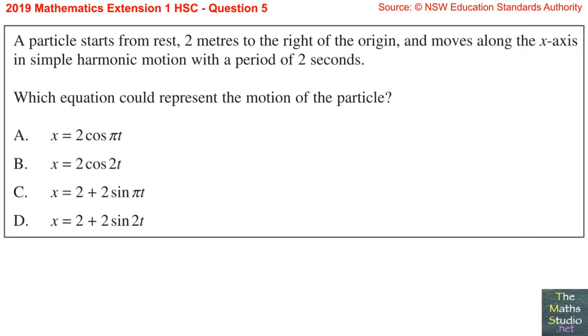Question 5. A particle starts from rest 2 meters to the right of the origin and moves along the x-axis in simple harmonic motion with a period of 2 seconds. Which equation could represent the motion of the particle?